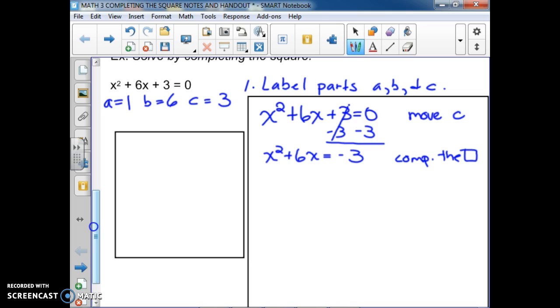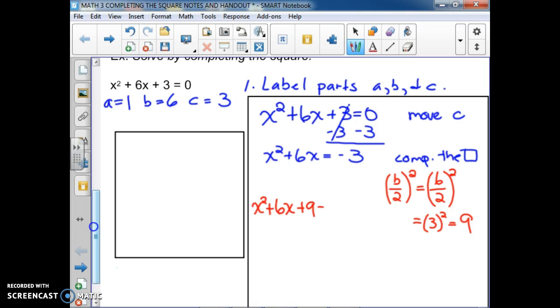All right, so how do you complete the square? You can use a formula, which is b over 2 squared. Our b is 6, so it will become 6 over 2 squared. 6 over 2 is 3, so now I have 3 squared, and 3 squared is 9. So 9 will complete the square. I'm going to plug 9 into my equation. So now I have x squared plus 6x plus 9 equals negative 3 plus 9.